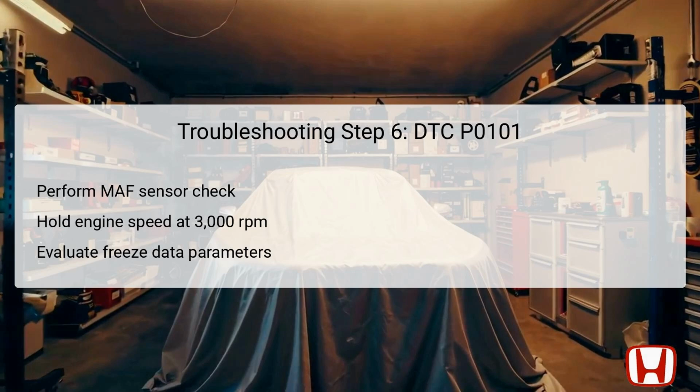If DTC P0101 is indicated as failed on the HDS, replacing the MAF or IAT sensor is necessary. If it shows as passed, check connections for potential intermittent failures.